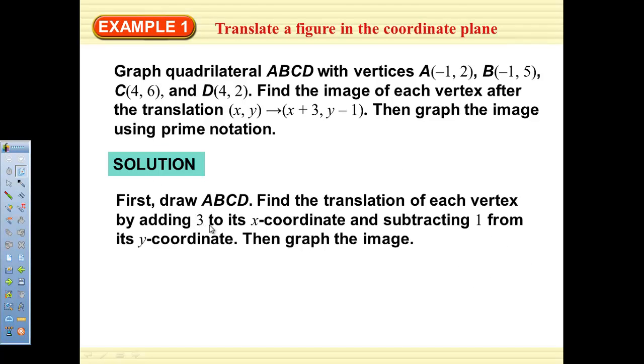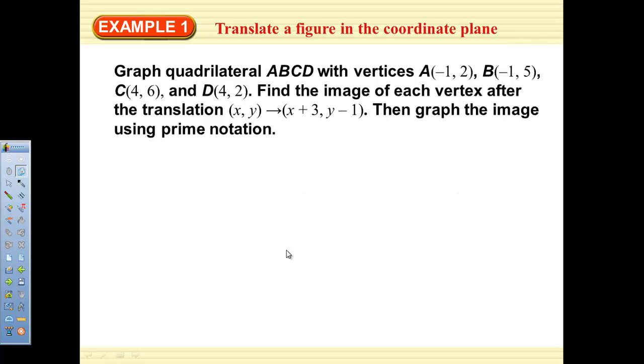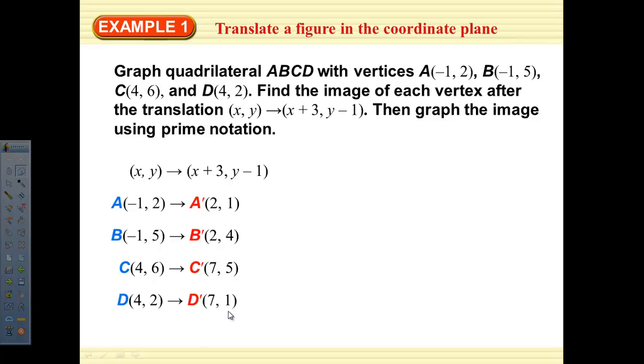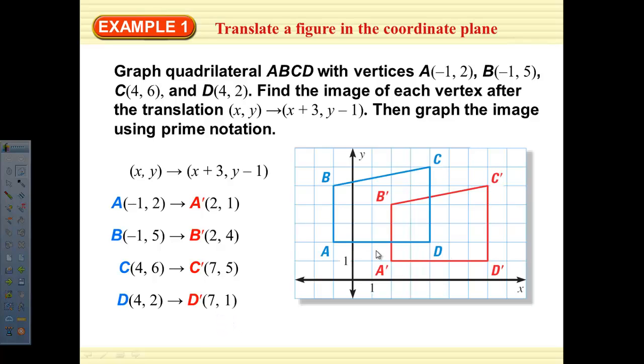Again, we add 3 to the x-coordinate, subtract 1 from the y-coordinate. So we start with A becomes 2, 1, B becomes 2, 4, C becomes 7, 5, and D becomes 7, 1. The graph would look something like this. If you look at each point, A is moved 3 to the right and 1 down, B is moved 3 to the right and 1 down, C is 3 to the right and 1 down, D is 3 to the right and 1 down. So we've moved the whole figure by doing that.